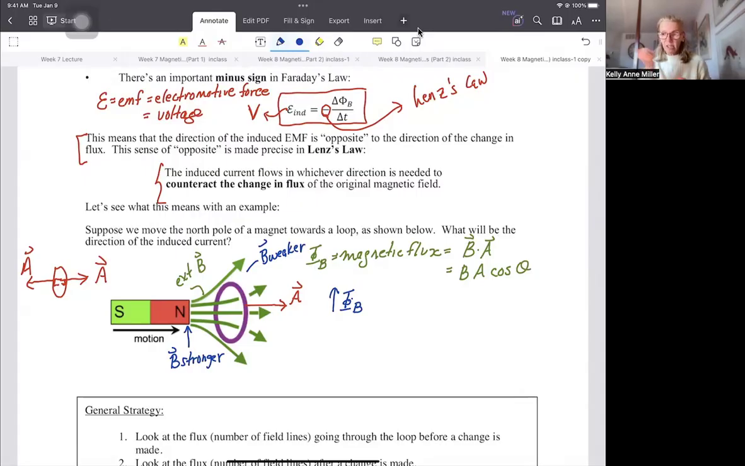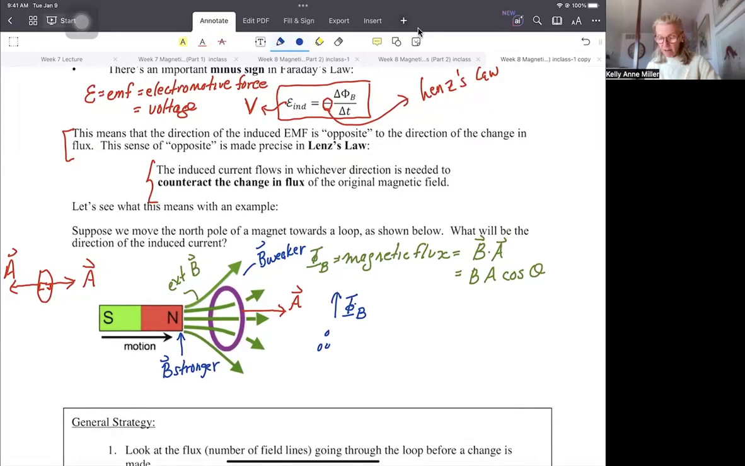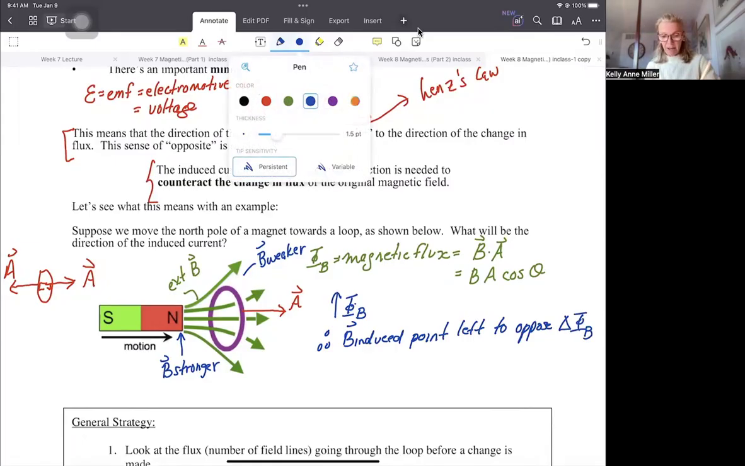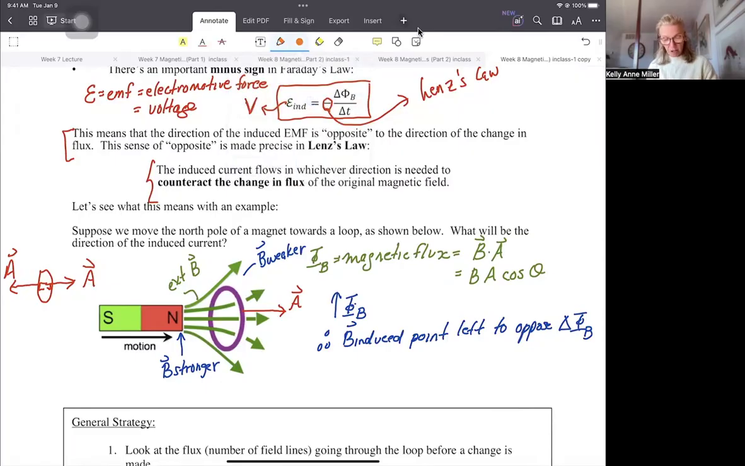And it's increasing to the right because that's the direction that the external B field is pointing. So therefore, there's going to be a B field induced that will point left to oppose the change in flux. Okay, so let's make that B field orange. This is going to be the induced B field.